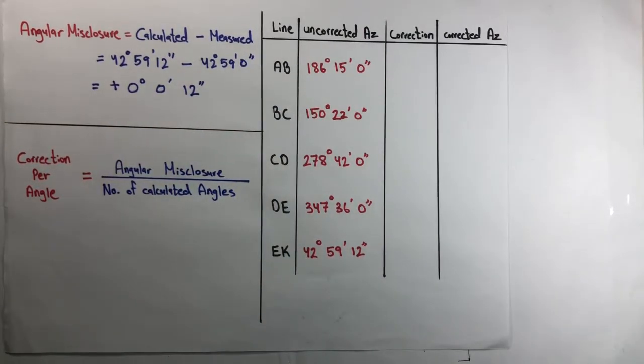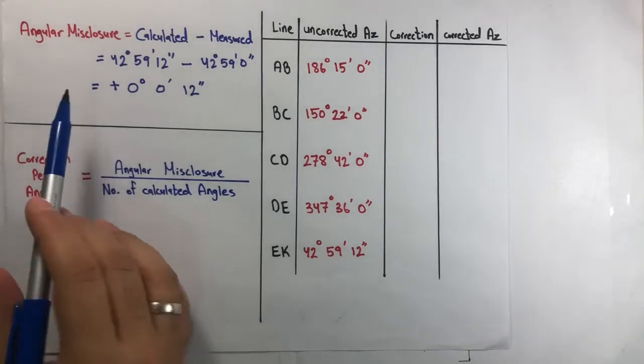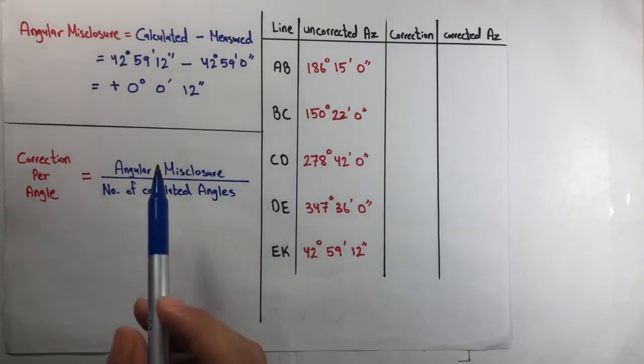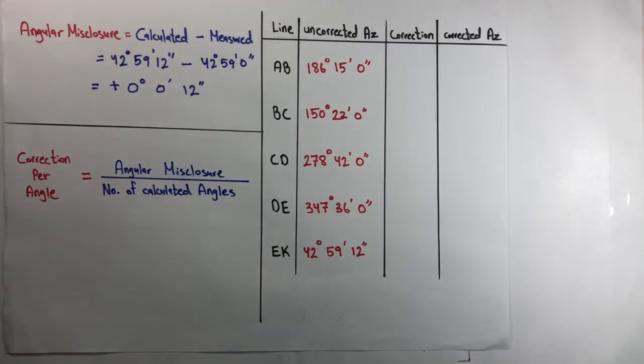So in our open traverse, we have a small misclosure error of 12 seconds. We need to get rid of this error. It's a positive error, so we need to deduct it from each angle until we get 0 misclosure error. Okay, so now to distribute this misclosure on the angles, we have to know what is the correction per angle.